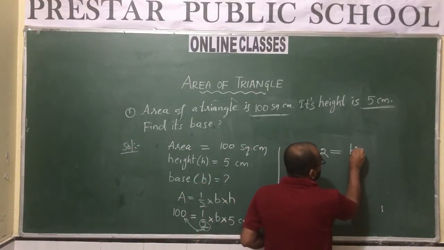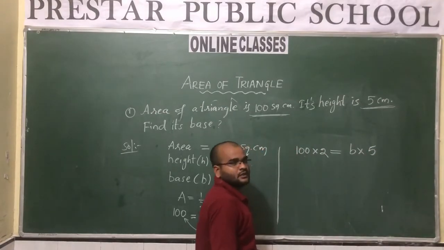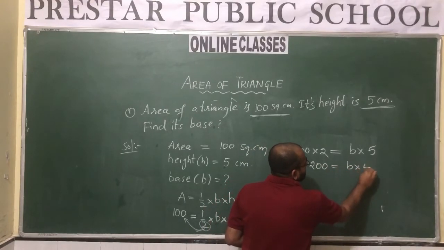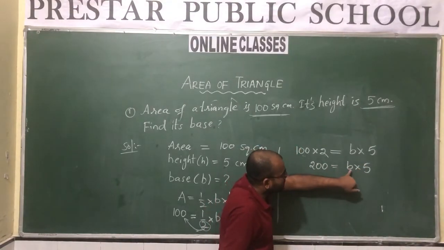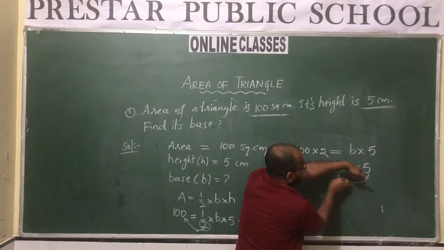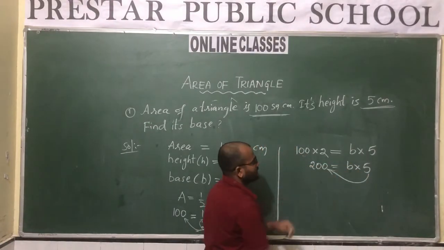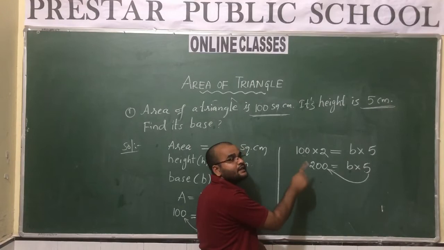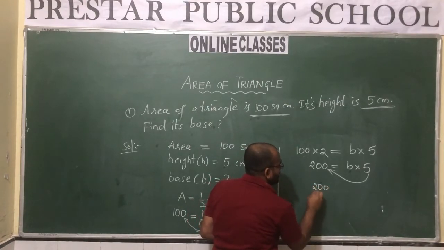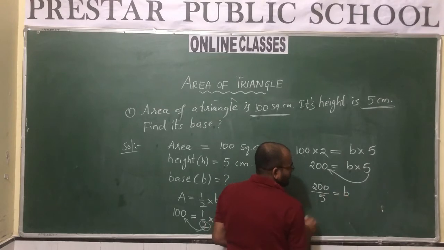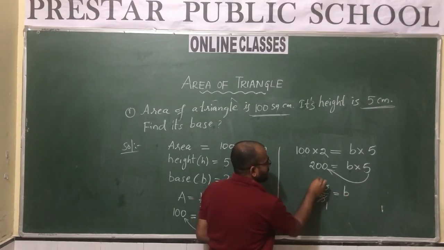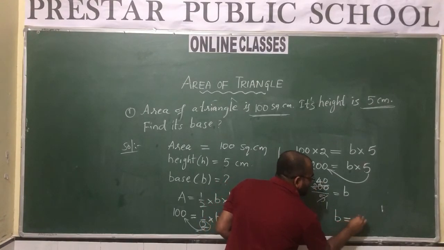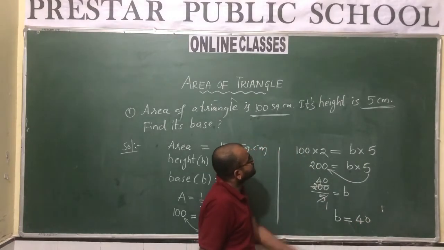That means B into 5. 100 2s are 200, equals B into 5. Now what do we need to find? B. So the remaining term we have to send to the left hand side. It is in multiplication, so after coming to the left hand side it becomes division. 200 divided by 5 equals B. Any cancellation? 5 ones are 5, 5 fours are 20. So B equals 40 centimeters.